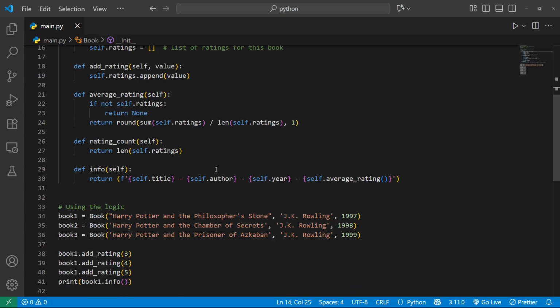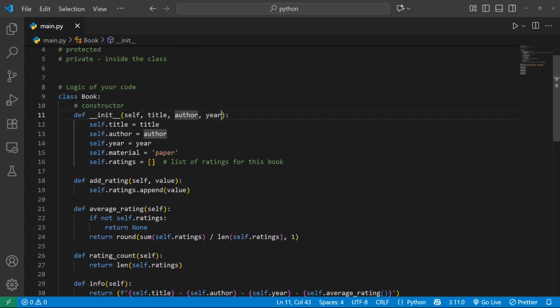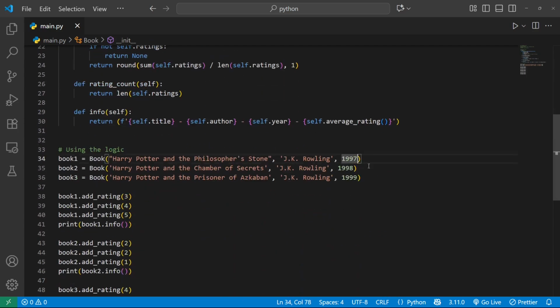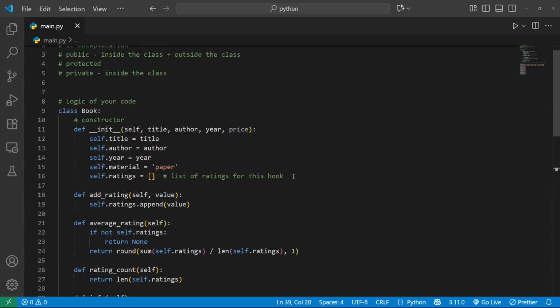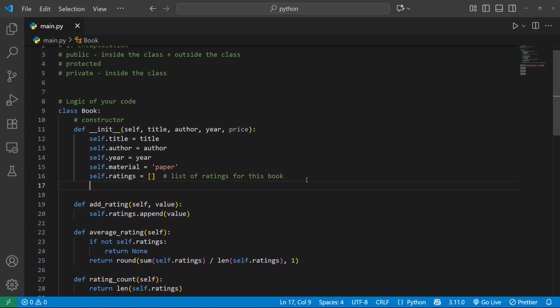So the point is, I will store here, for example, or I will add here a price, okay? So in the constructor, I will put here the price. So it means I have put here some price, for example, I don't know, $50, $60 and $70, okay? So now the price will be here, but I would like to say the price is private. So how can I say it?